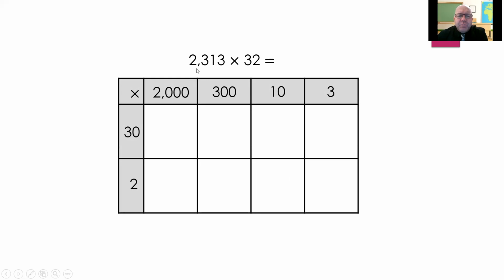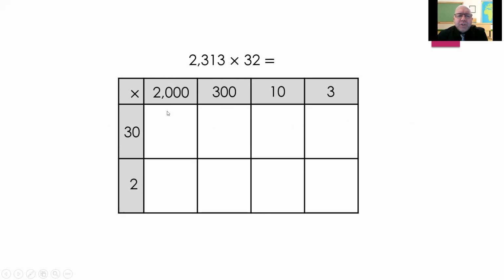So we've partitioned both our numbers. We've got 2,310 and 3, so 2,313. And we've partitioned the 32. And now we're just going to multiply each section by each section. So we'll work our way through.